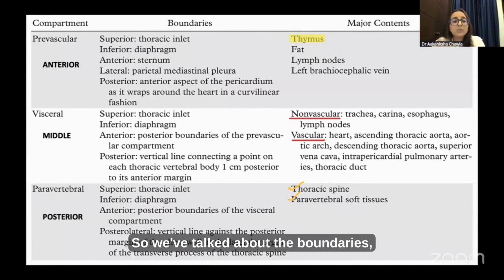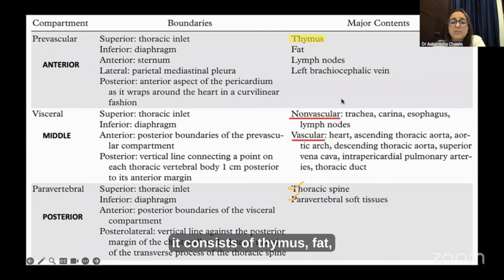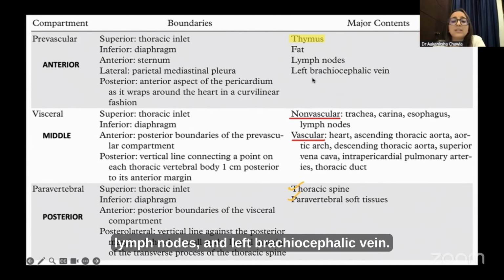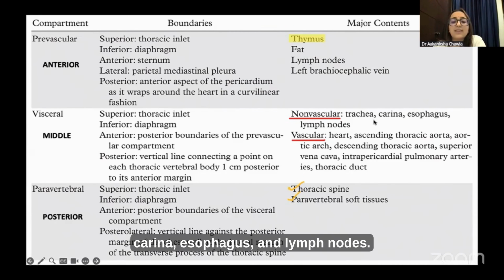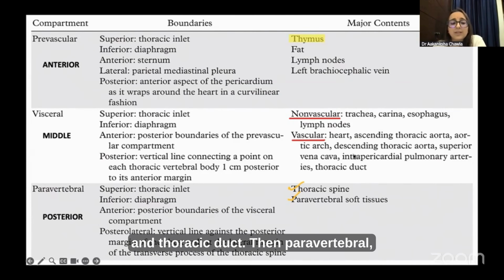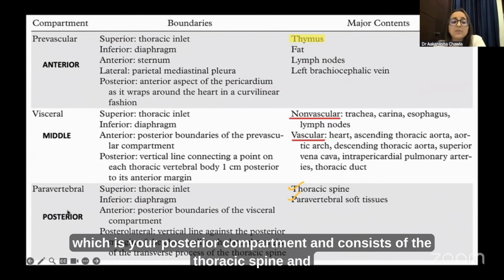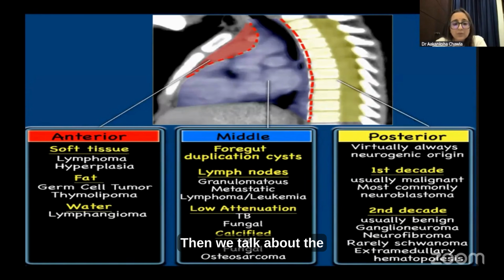So we've talked about the boundaries, we've talked about the contents, just to again emphasize that the prevascular is your anterior compartment. It consists of thymus, fat, lymph nodes, and left brachiocephalic vein. The visceral is your middle compartment, which has your non-vascular structures like your trachea, carina, esophagus, and lymph nodes. Vascular structures like your heart, ascending, descending aorta, pulmonary arteries, and thoracic duct. Then paravertebral, which is your posterior compartment and consists of the thoracic spine and paravertebral soft tissues.